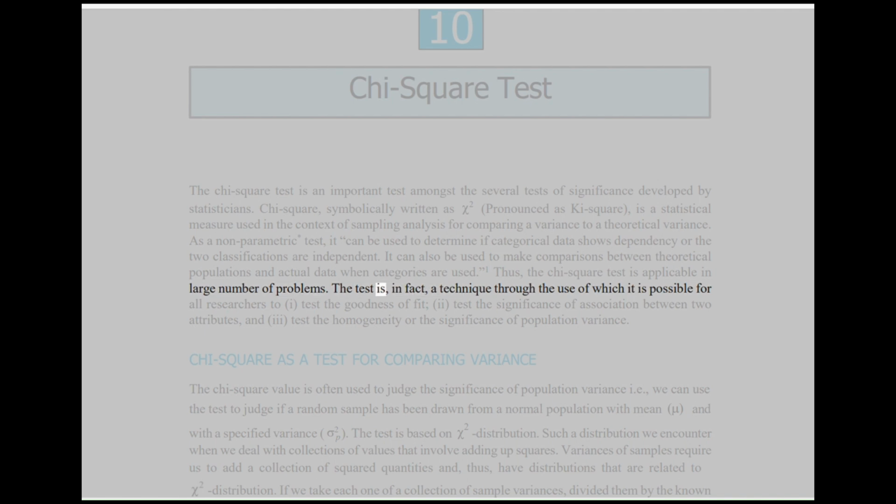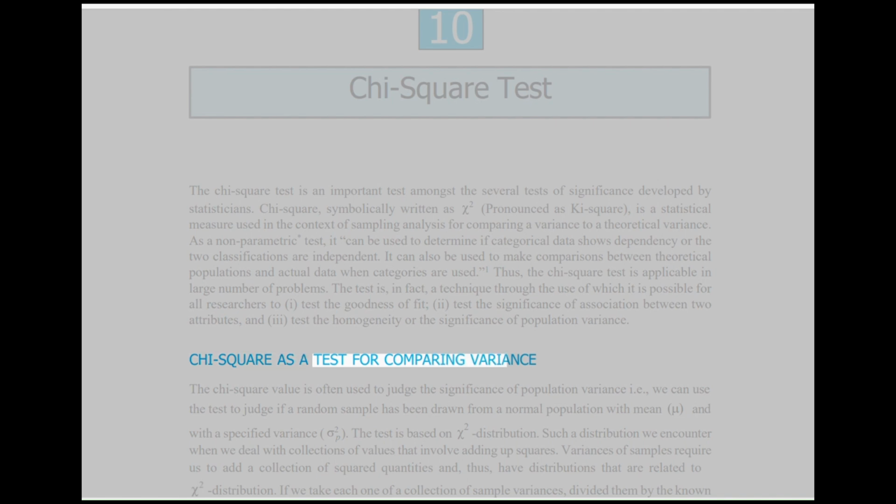The test is, in fact, a technique through the use of which it is possible for all researchers to: 1. Test the goodness of fit, 2. Test the significance of association between two attributes, and 3. Test the homogeneity or the significance of population variance.